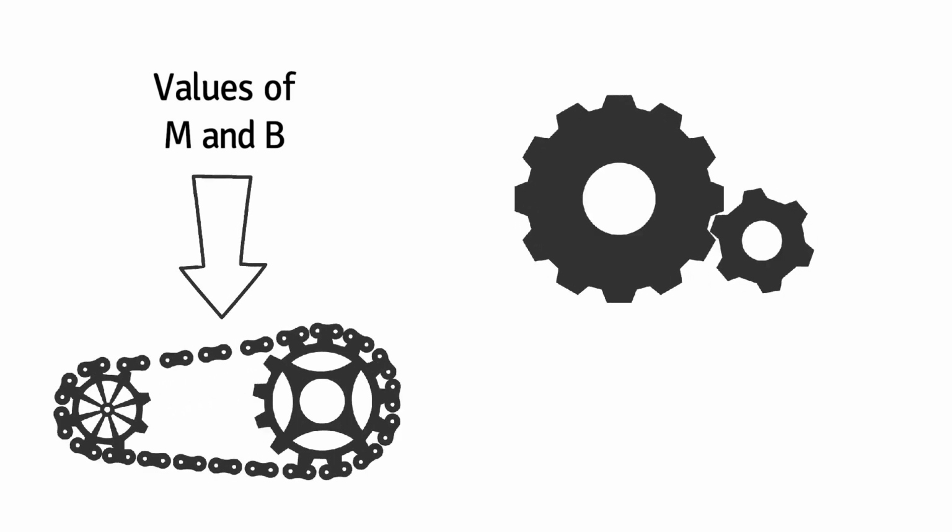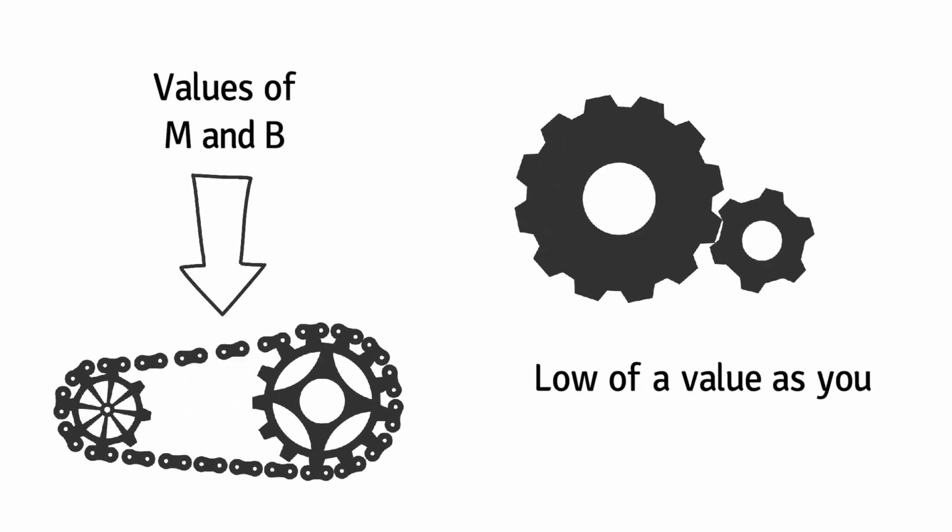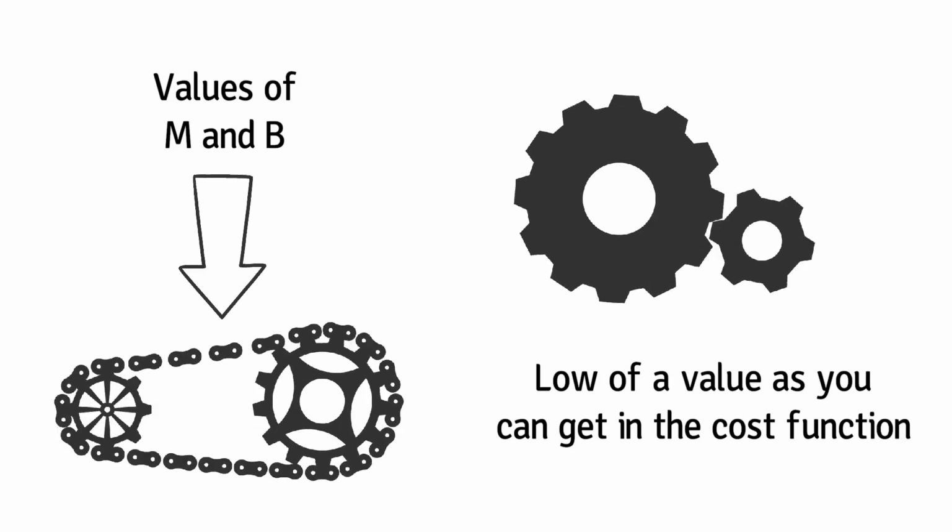6. With those new values of M and B, you start the entire process again. The name of the game is to go in this circle until you have as low of a value as you can get in the cost function.